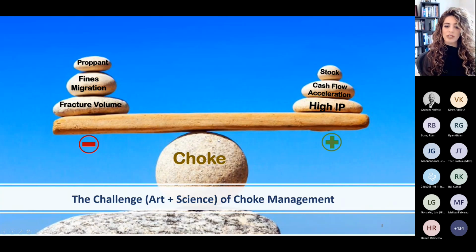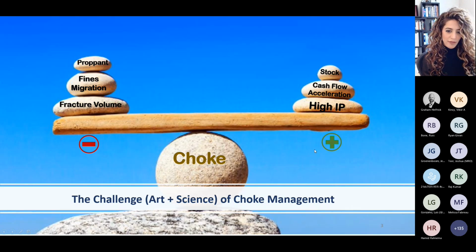There are multiple good studies in the literature that show that with proper choke management, we can minimize the fracture volume loss by up to 40%. We can eliminate a lot of the fines and proppant migrations, and we can delay a whole host of other issues like proppant embedment and crushing. So in other words, to summarize, we are balancing between restriction to flow versus acceleration of flow.